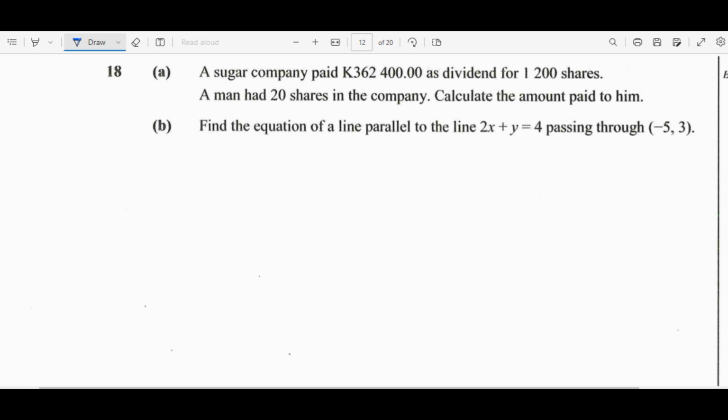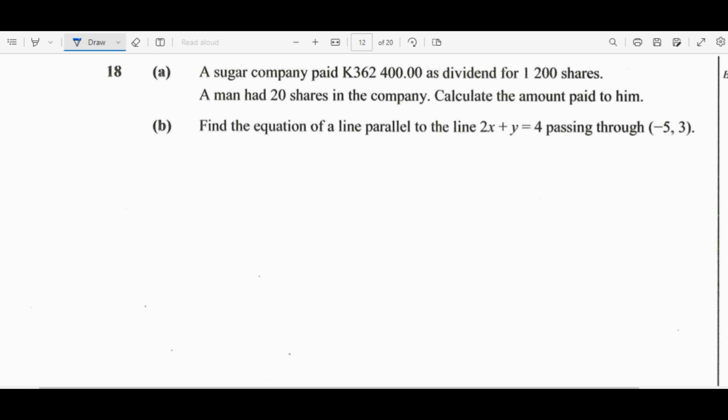So the first question: a sugar company paid 362,400 kwacha as dividend for 1,200 shares. A man had 20 shares in the company. Calculate the amount paid to him.